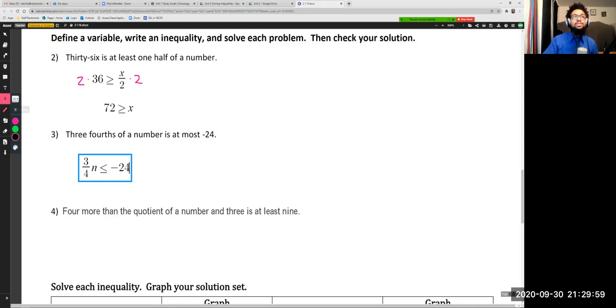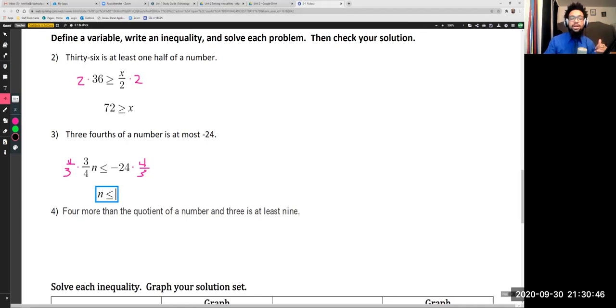So now when I go to solve this one, I'm going to multiply by the reciprocal. So to do my inverse operation, instead of doing it in like 3 or 4 steps, you can do it all at once. So I'm going to multiply by 4 over 3 to both sides. 4/3 times 3/4 n is just going to give me 1 n, and I'm not going to write that 1 down. And since I didn't multiply or divide by a negative number, that sign stays facing the same way. It's less than or equal to, and then we have negative 24 times 4 over 3.